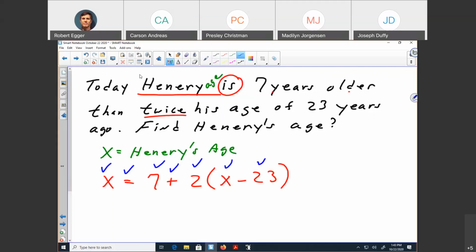That's something else I always do: after I write what I think the equation is, I read through the problem again and see if I can click off all the pieces in an order that makes sense. Again, Henry's age is 7 more than twice something. Twice what? His age of 23 years ago. And how do you get his age from 23 years ago? His age today minus 23.